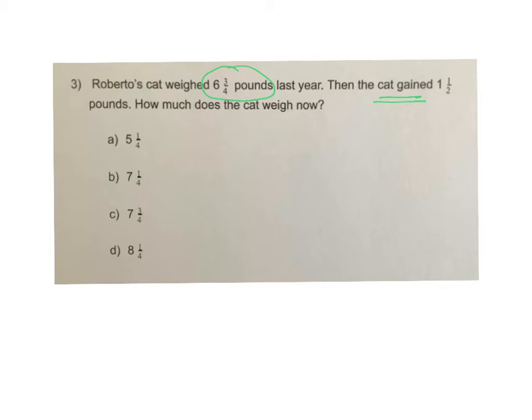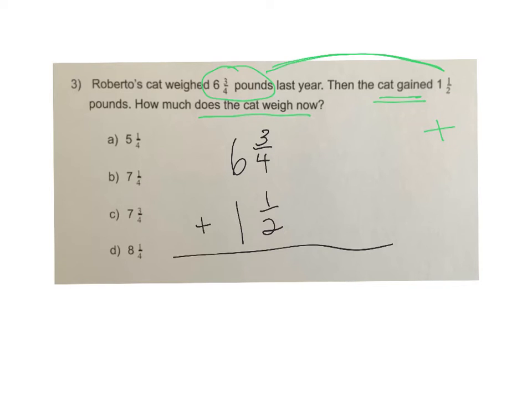So when someone gains weight, they're usually adding on some pounds. So if I want to know how much the cat weighs now, I'm going to have to add on 1.5 pounds to 6 3/4. So let's go ahead and set that up. Again, rewriting the problem vertically. I see I need common denominators, and you're going to be working through this on your own and then coming back to check your answer.